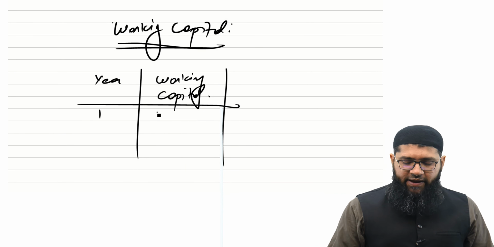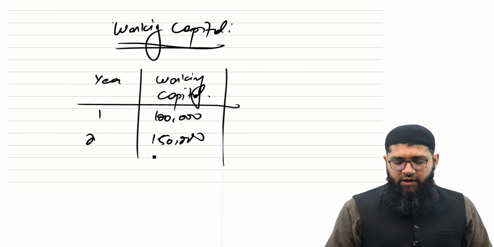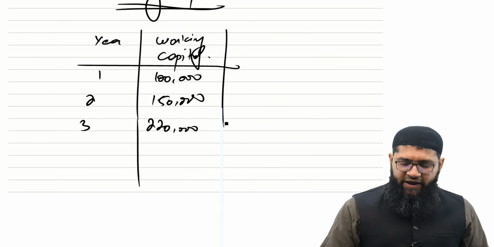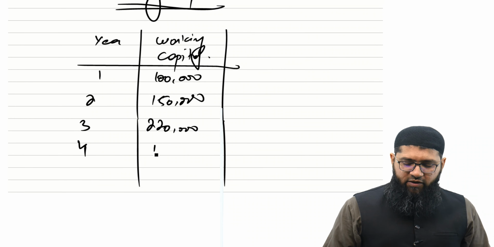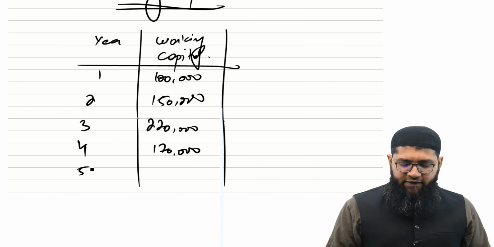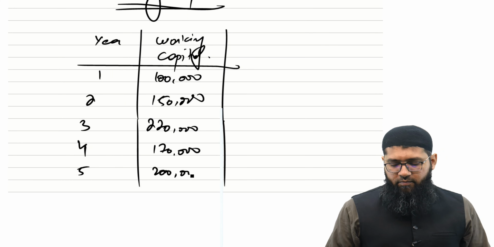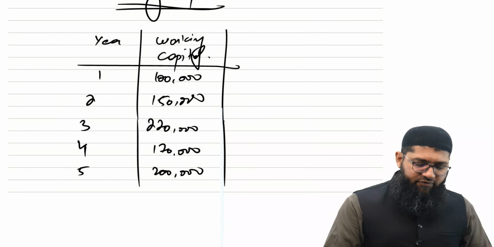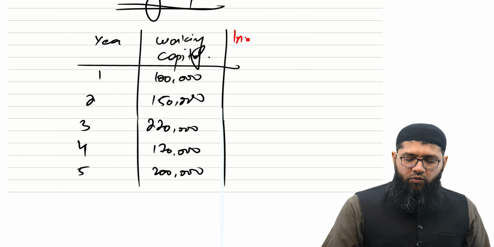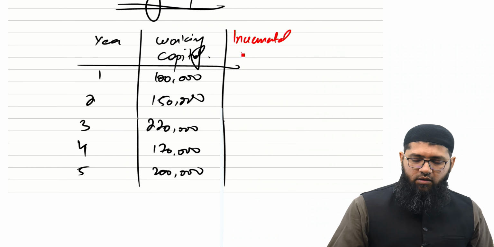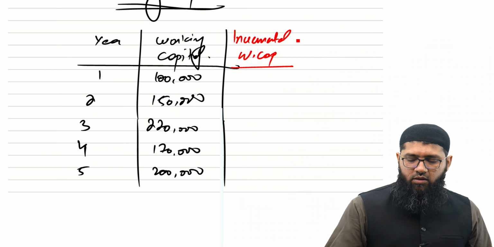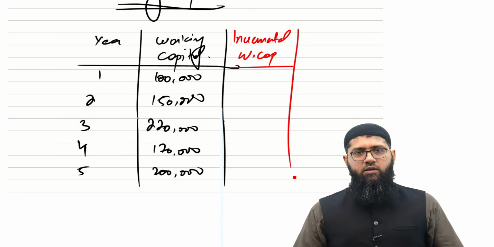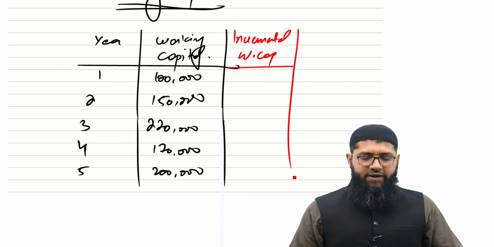For example, in the year 1, he might say we need 100,000. In the year 2, we need 150,000. In the year 3, we need 220,000. In year 4, maybe he could say we need 170,000. And in year 5, we need 200,000. Maybe he could say these things. Now, from the perspective of the exam, you would calculate incremental working capital.